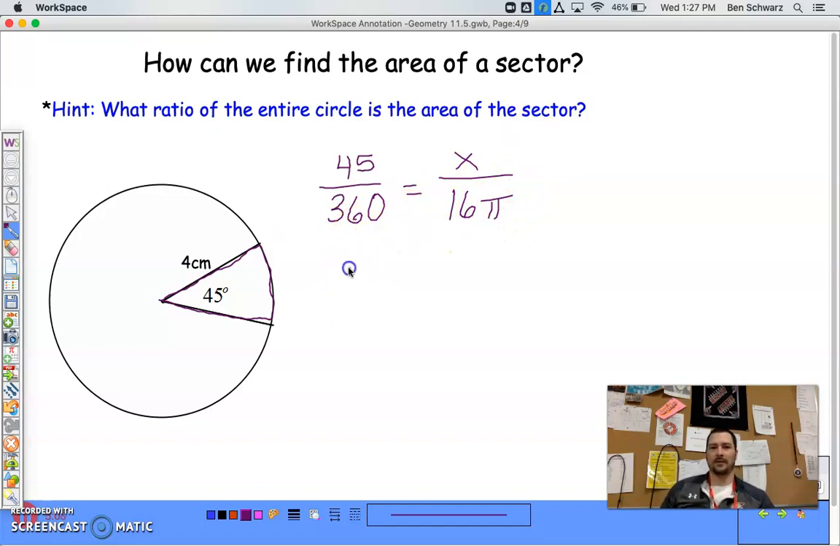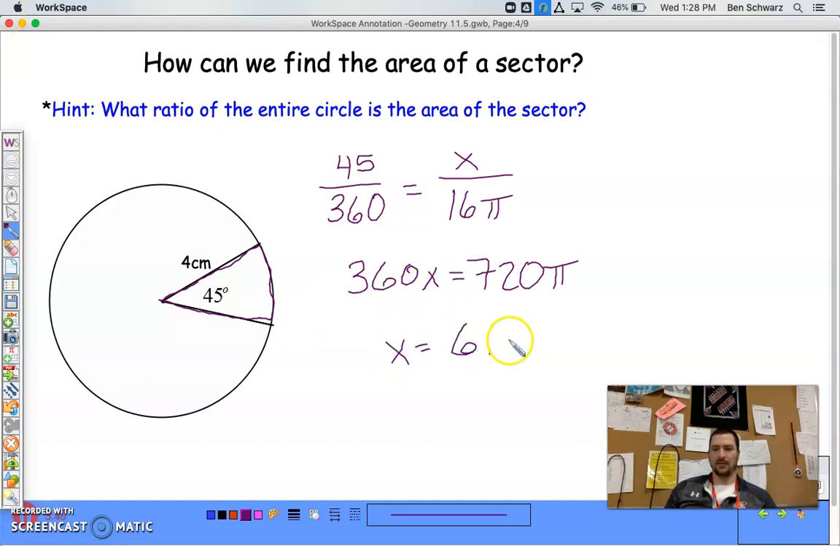And then just like before, we would get 360x equals, let's see, 16 times 45 would be 720, I believe, pi. And then we're going to divide by 360. And we're going to get about 6.28 centimeters squared.